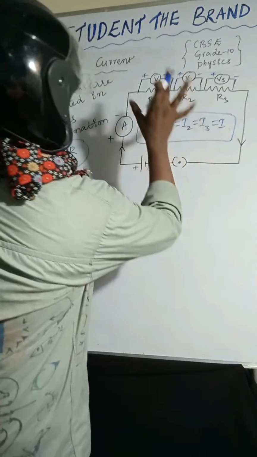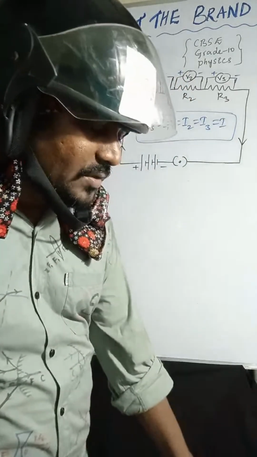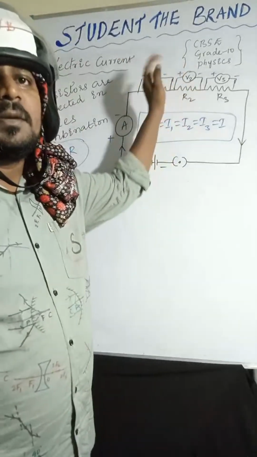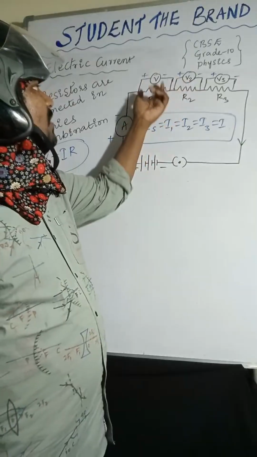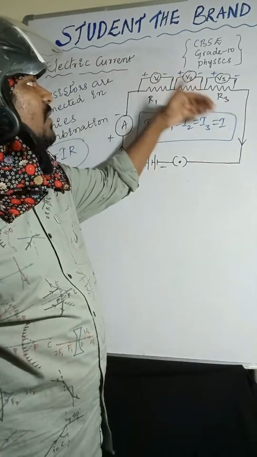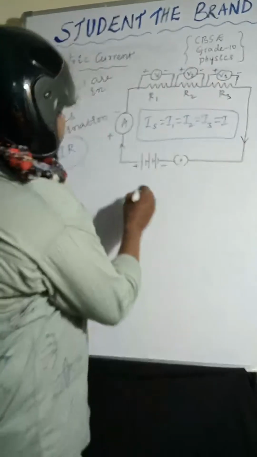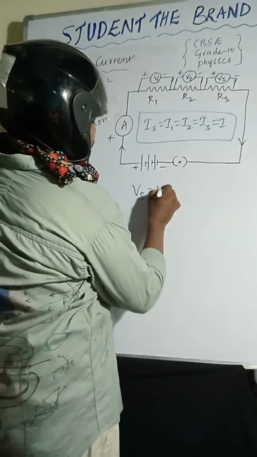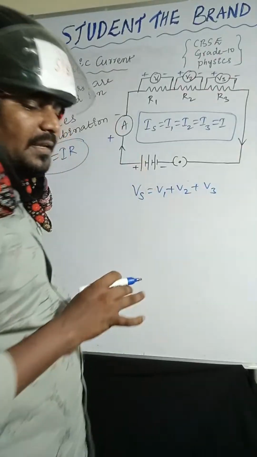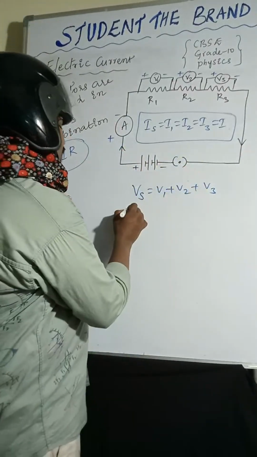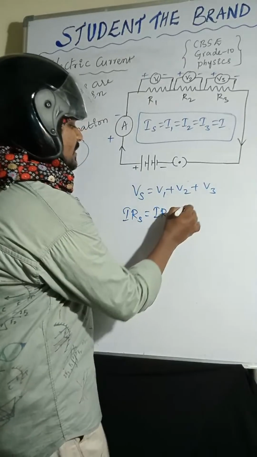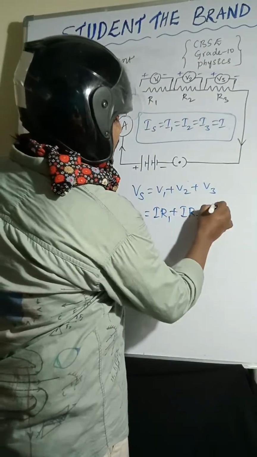Here, whatever current is flowing, the current is the same, but the potential difference is different. Across R1, V1; across R2, V2; across R3, V3. That's why Vs equals V1 plus V2 plus V3. That is nothing but IRs equals IR1 plus IR2 plus IR3.